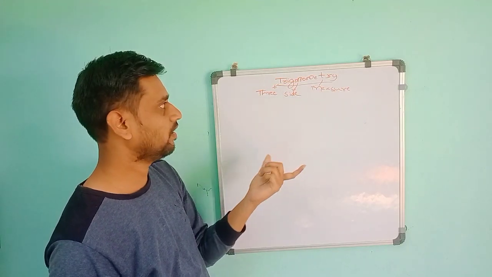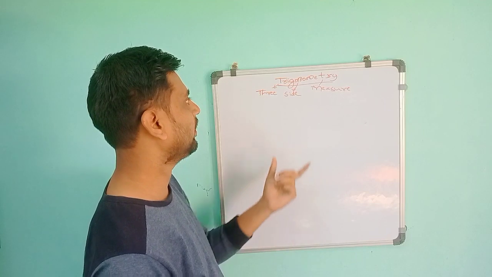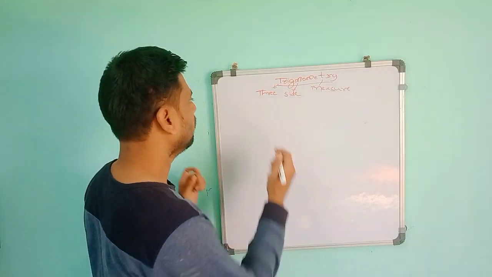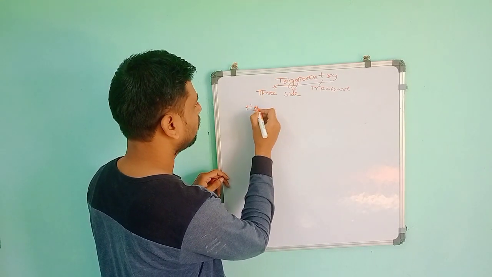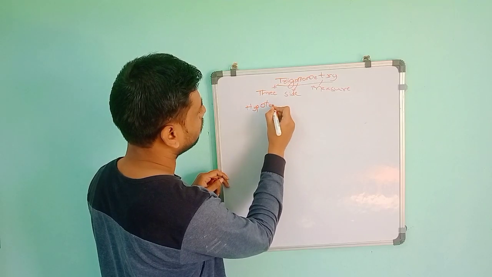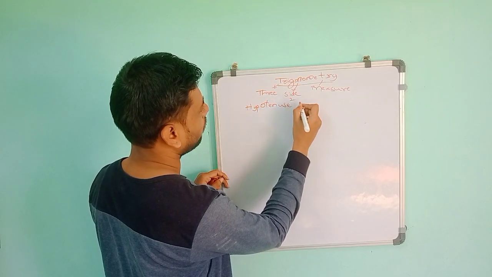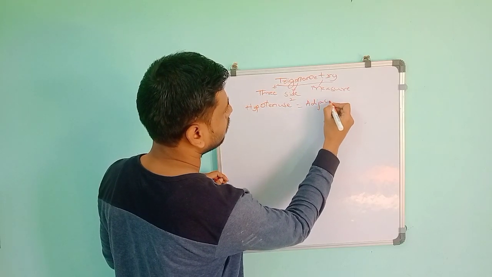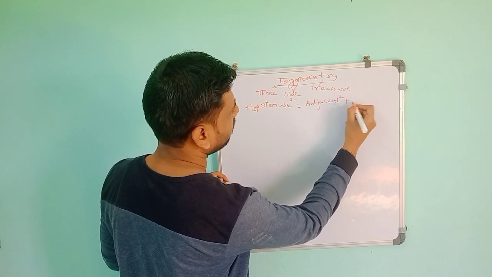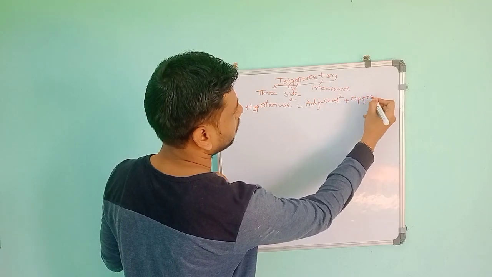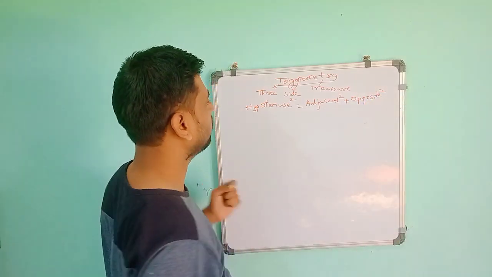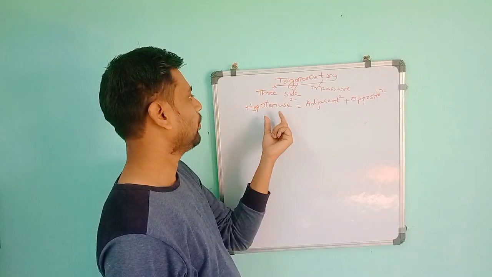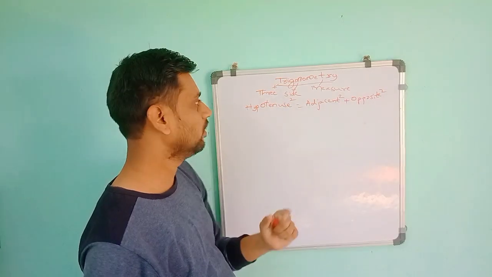In the right angle triangle we have three sides, and we have the formula that hypotenuse square is equal to adjacent square plus opposite square. This is the formula: hypotenuse square is equal to adjacent square plus opposite square.